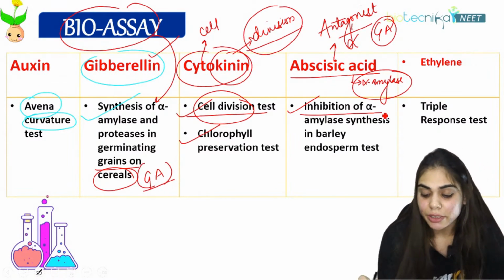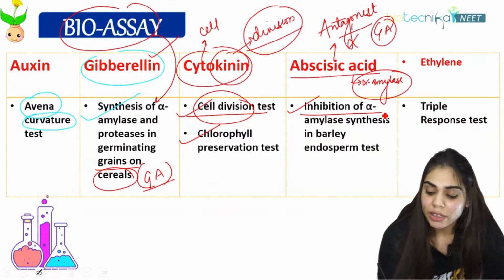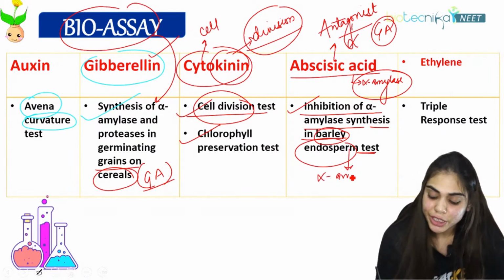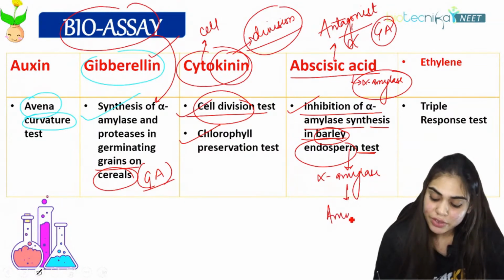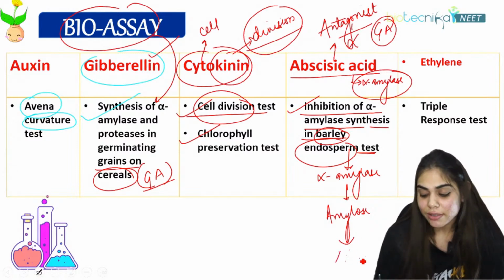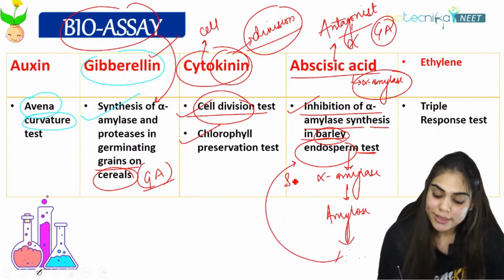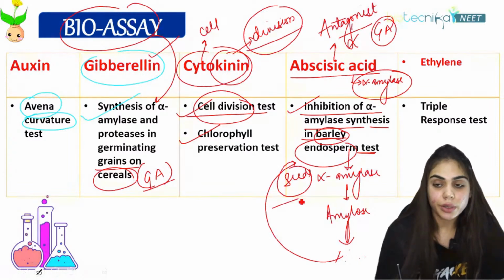So it will inhibit the synthesis of alpha amylase enzyme in the barley endosperm test, so alpha amylase will not be produced. It will not act on amylose, which is a part of starch, and no energy will be produced. If no energy is there, it will not be used by the seeds and the seeds will not grow at all.